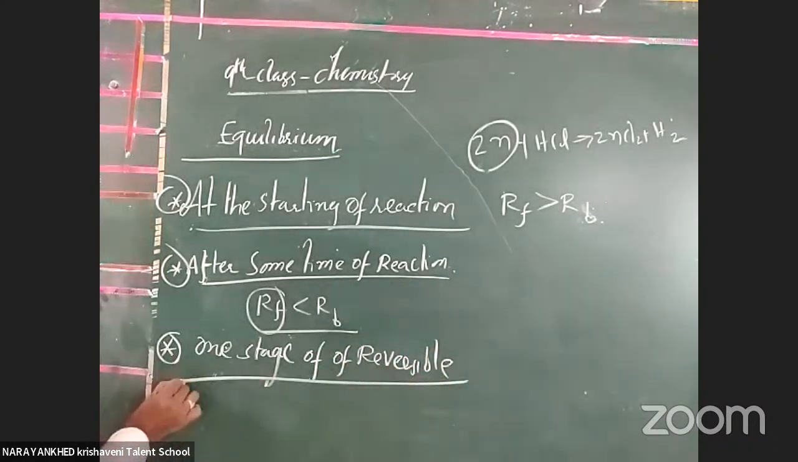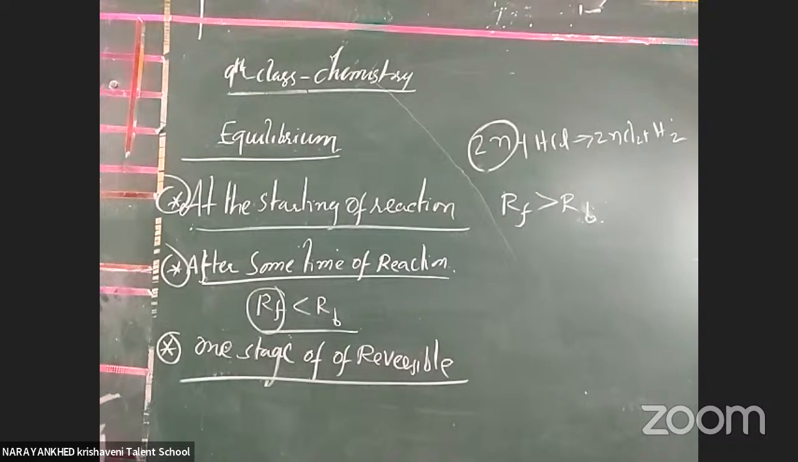Different situations may occur here in the reversible reaction. At one stage, the rate of the forward reaction becomes equal to the rate of the backward reaction. Then the concentrations of the reactant and the product do not change with time. This condition is known as the equilibrium condition or equilibrium state. Clear, all the students?